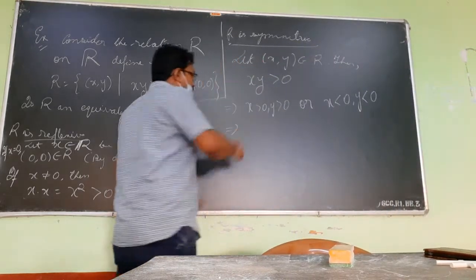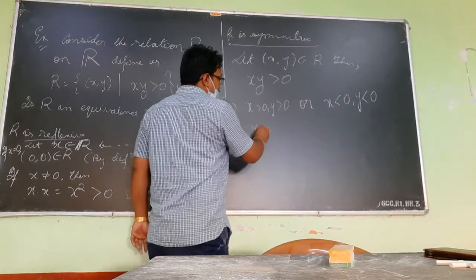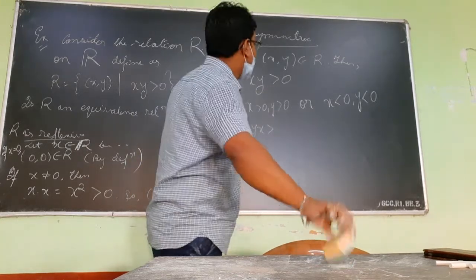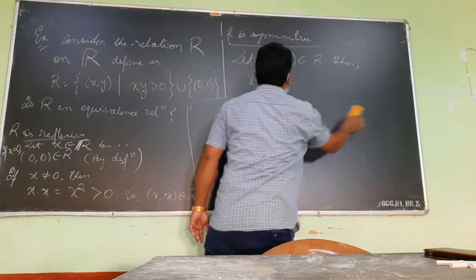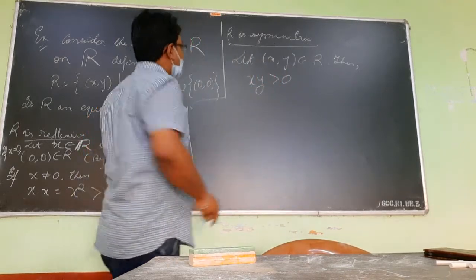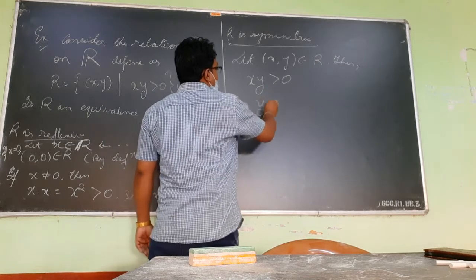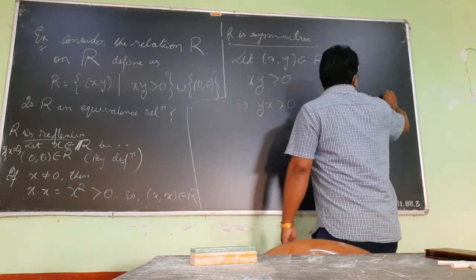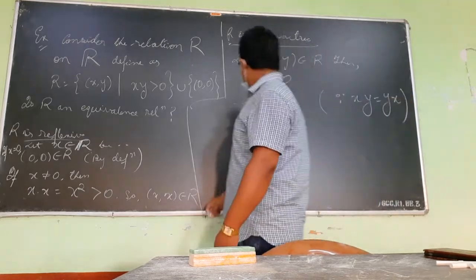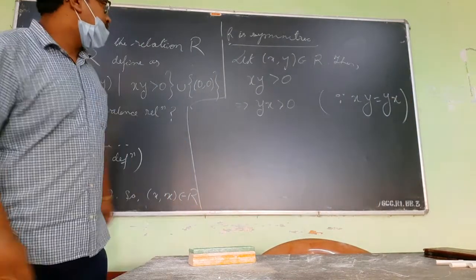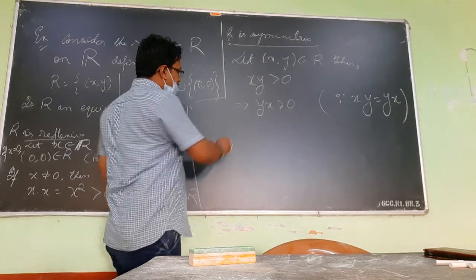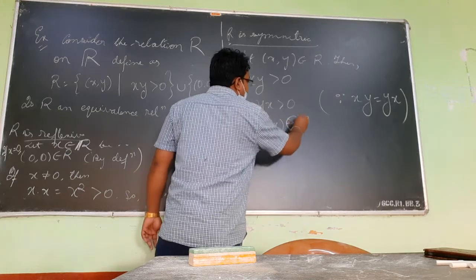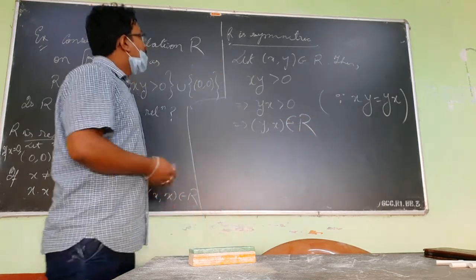So if x and y are both positive, then y into x is also. We can write it from here. xy is the same as y x. From here itself, I can write yx is greater than 0, because xy is always the same as yx. Okay. Commutative. Multiplication of real numbers is commutative. So yx is greater than 0. So from here, (y, x) is an element inside the relation. Okay. (x, y), (y, x) belongs to R.